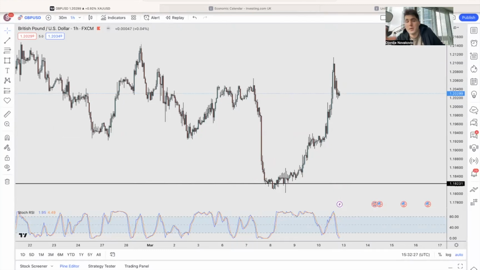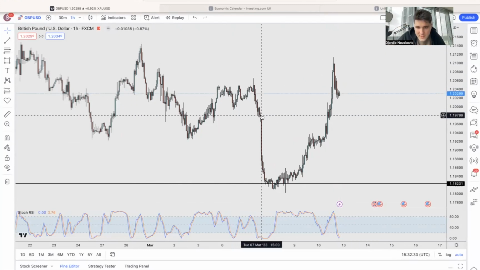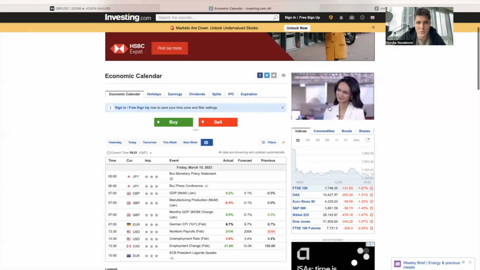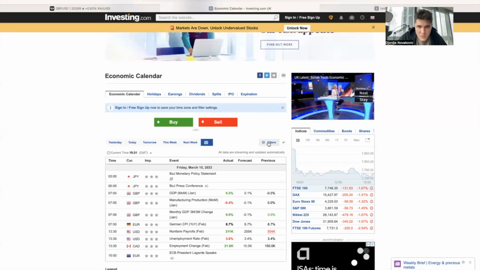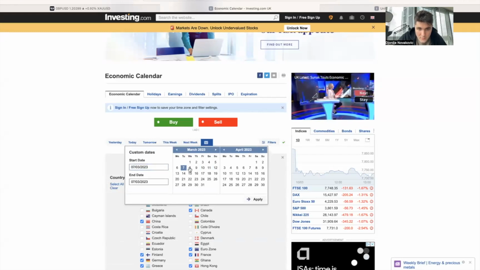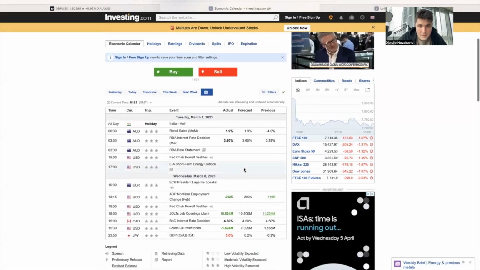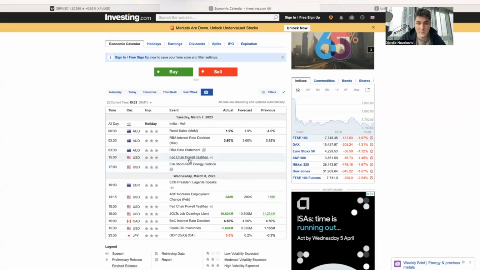Is it going to go up? Is it going to go down? When you trade the news, it's way more gambling. But even here, you can see Tuesday, 7 March, a big drop. So sometimes you wonder, okay, what's going on? Let me see. 7 of March, we're going to go from the 7th to the 8th.